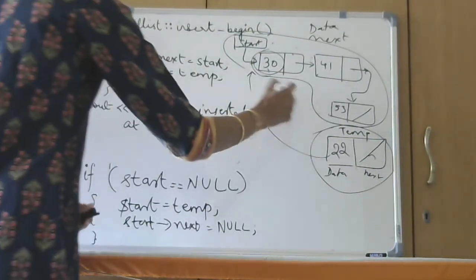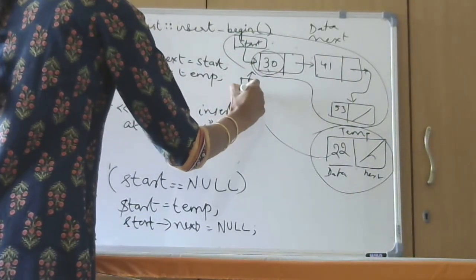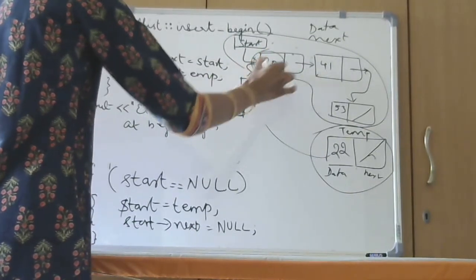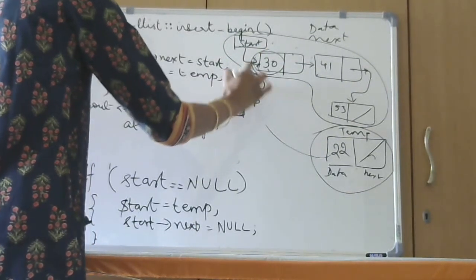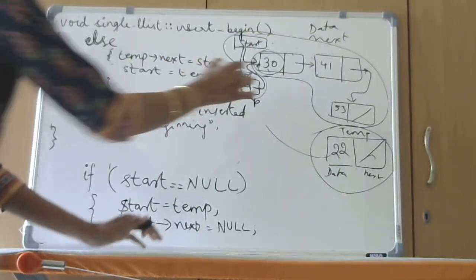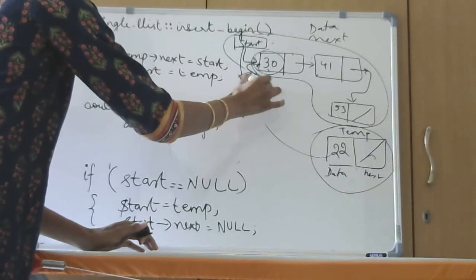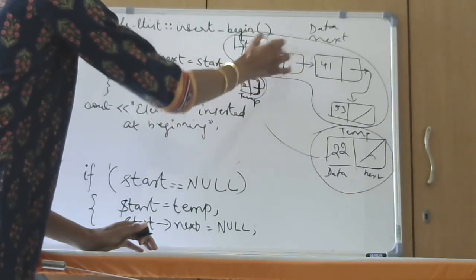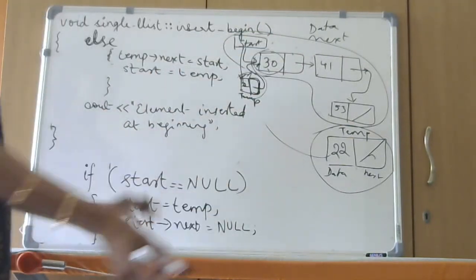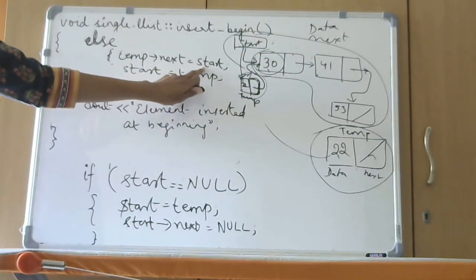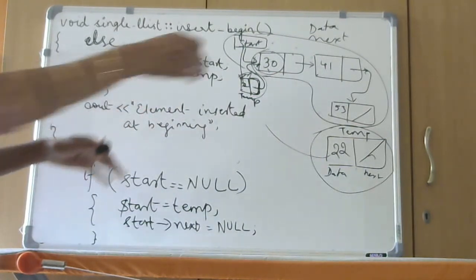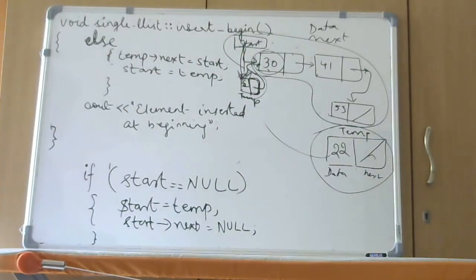If I have to bring in this node here, this is the temp. This becomes the second node, this becomes your first node, and this will become your start. So how do I write that? Temp of next should point to this node, is it not? How do you get the address of this node? Currently start is already pointing to that. So temp of next is equal to start. Temp becomes the new start, so start is equal to temp.